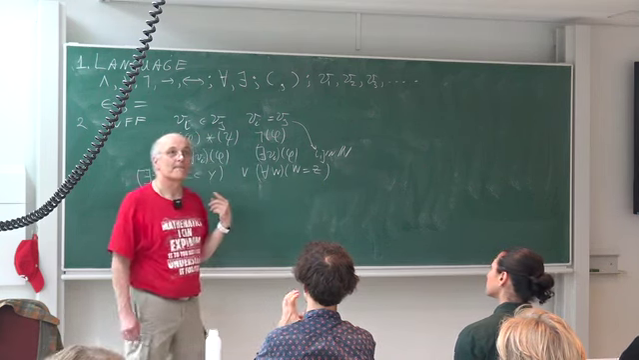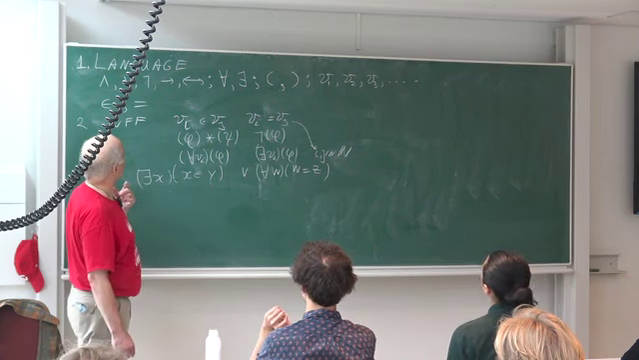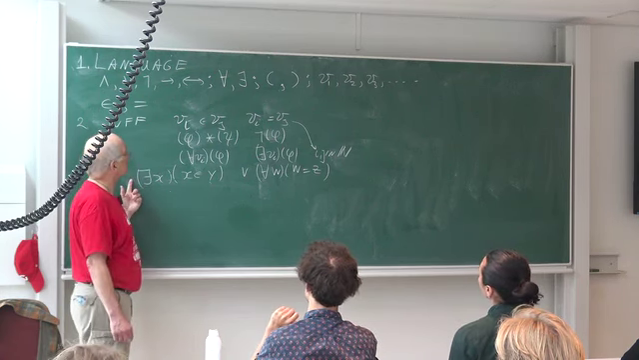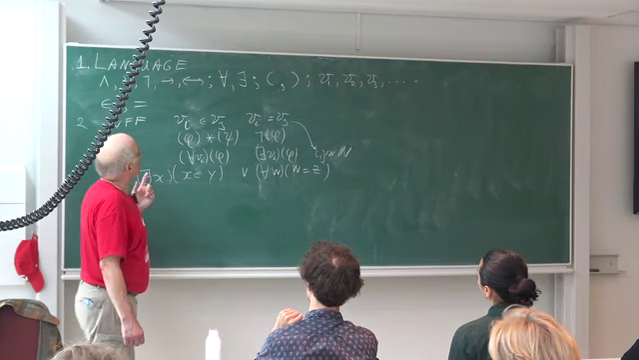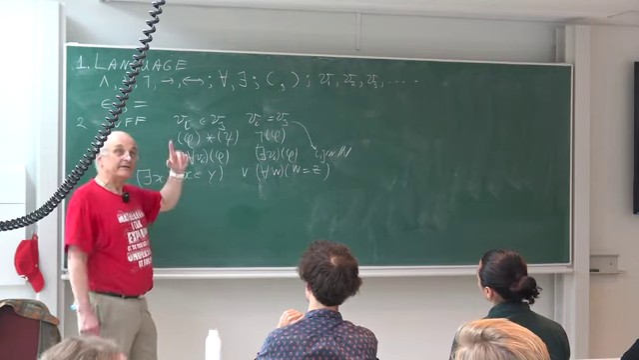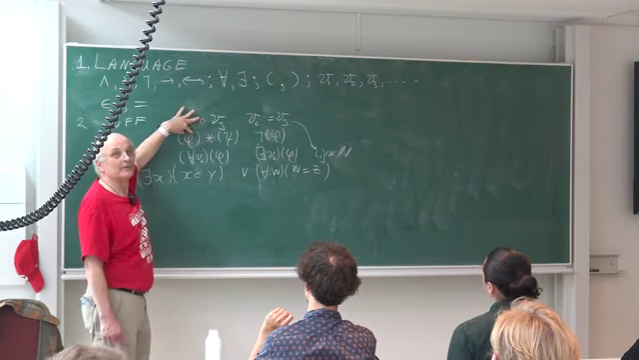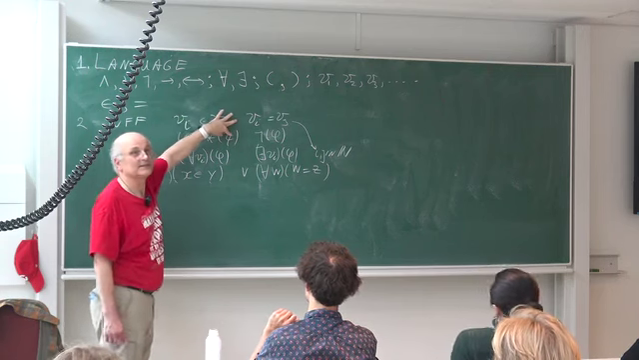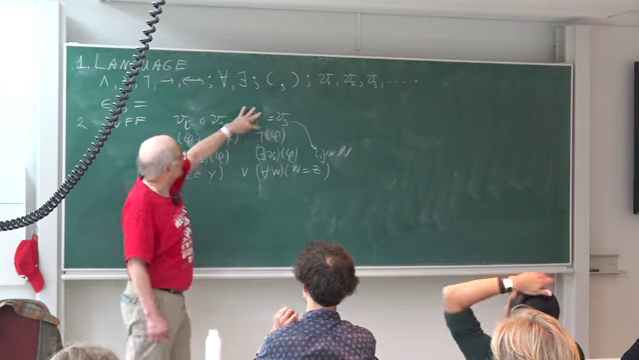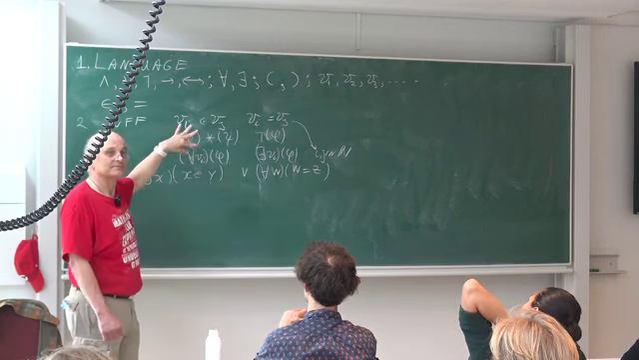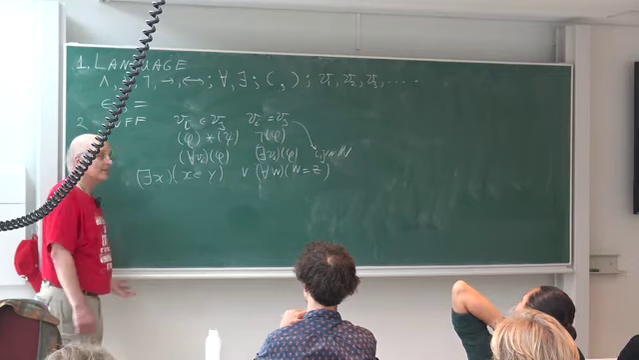I don't see phi and psi in our language. Pardon? We're using phi and psi, but they are not in our language. Those are meta variables. If phi is a well-formed formula, then so is this. If, then so is this, then so is this, then so is this. Those are the production rules. Very good.